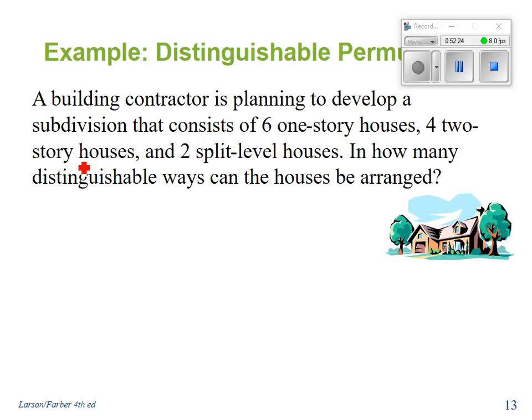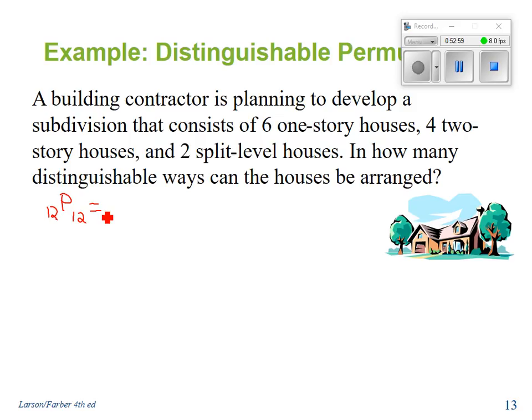A building contractor is planning to develop a subdivision that consists of 6 one-story houses, 4 two-story houses, and 2 split-level houses. How many distinguishable ways can the houses be arranged? So if we were just doing permutations, we would do P. How many total houses does he have here? 12. How many houses is he building? Or how many are we taking? All 12 of them, right? Somebody on your calculator do that real quick.